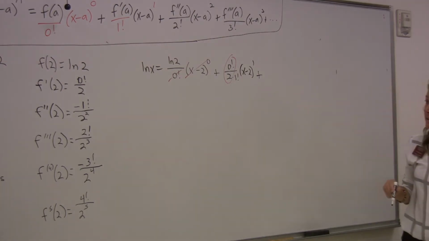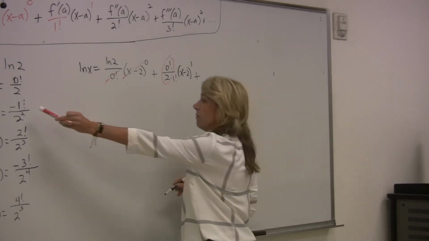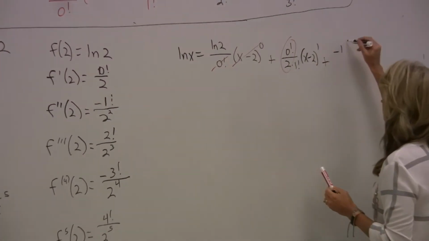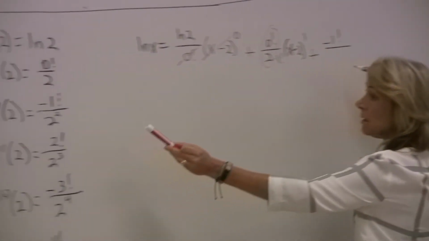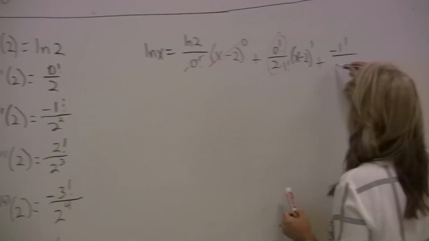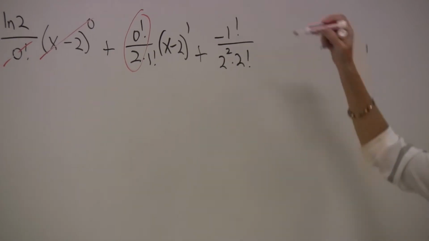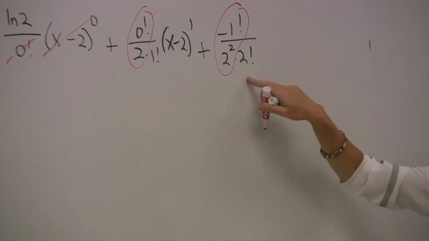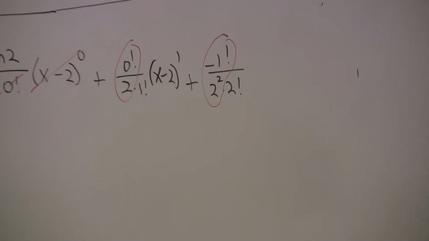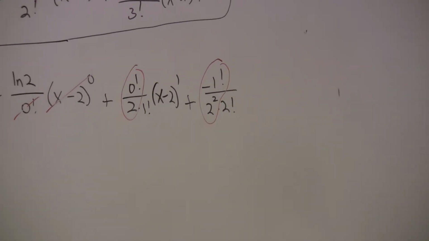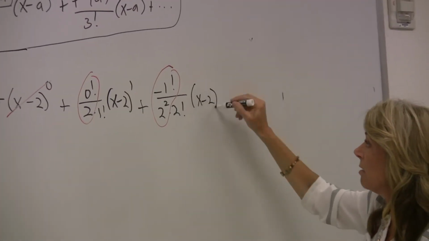What's next? 1 factorial over 2 times 2 factorial. Close, but it's negative. Negative 1 factorial over 2, I lost my place. Second root. 2 squared times 2 factorial. Again, this part was my derivative, that part's from the formula. You can write it as a fraction over a fraction, but it'll just get messier, and so it'll clean up nice. X minus 2 squared.